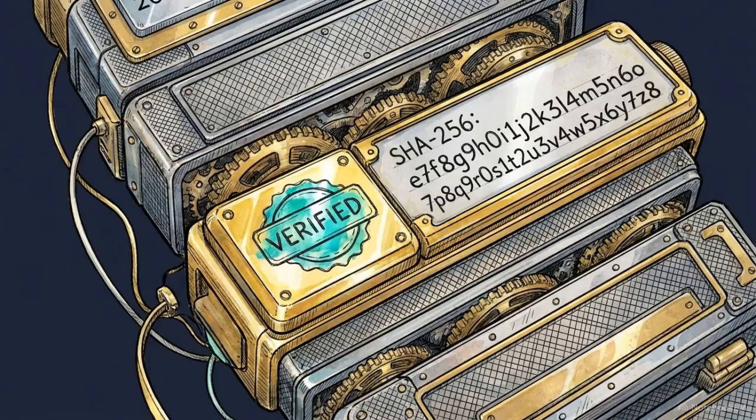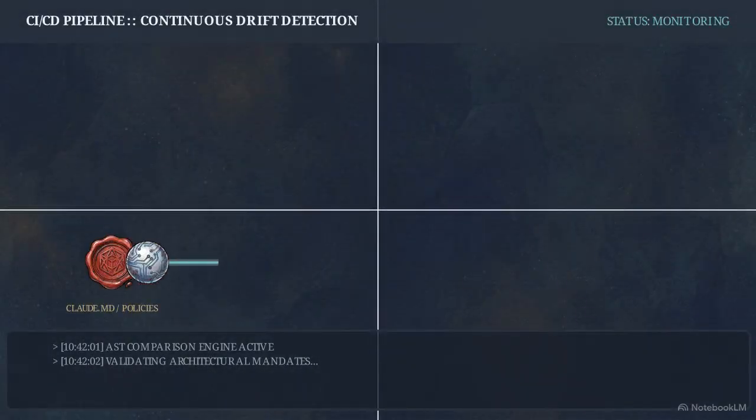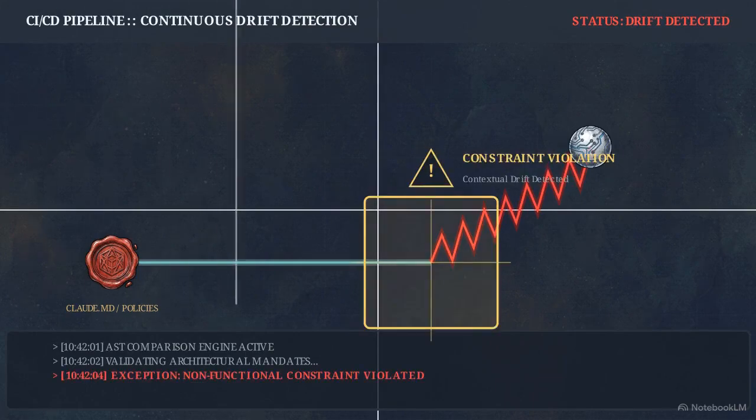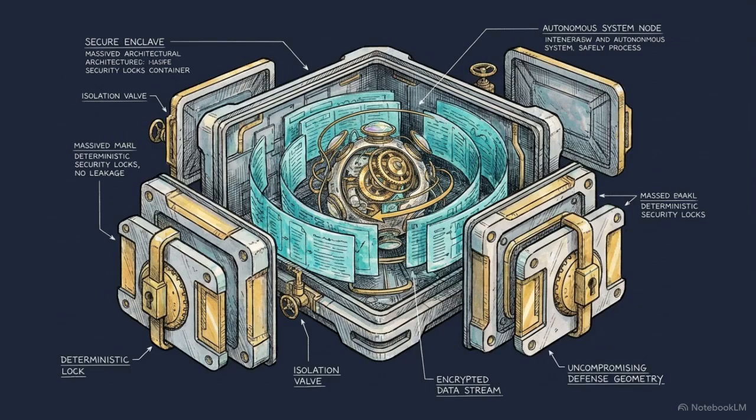Organizations must also utilize cryptographic audit trails to sign memory changes and employ continuous drift detection to identify the exact moment an agent deviates from its specified non-functional constraints. True system security cannot be achieved by a prompt alone. It requires wrapping probabilistic AI agents inside deterministic, strictly enforced engineering guardrails.